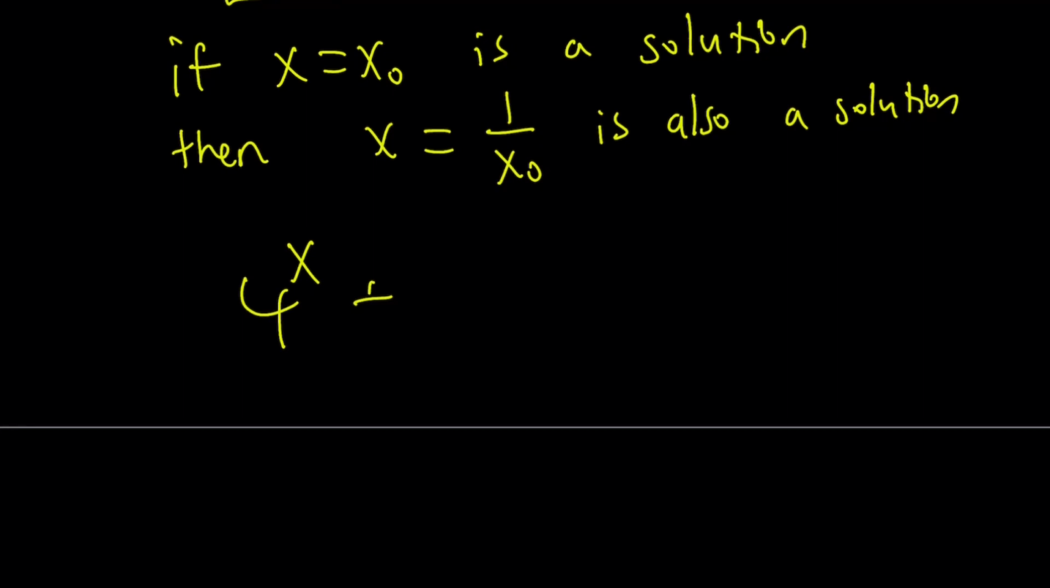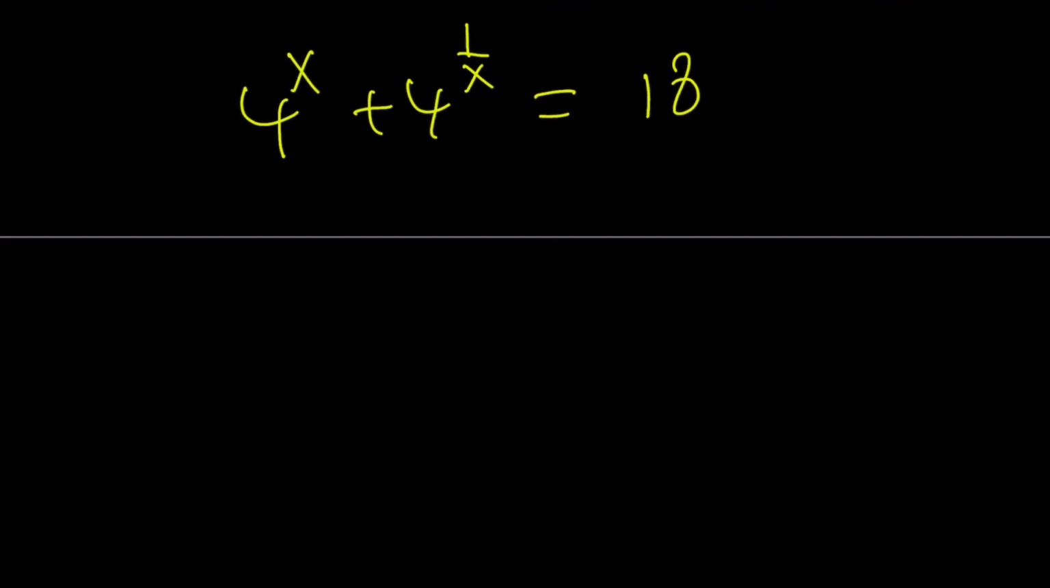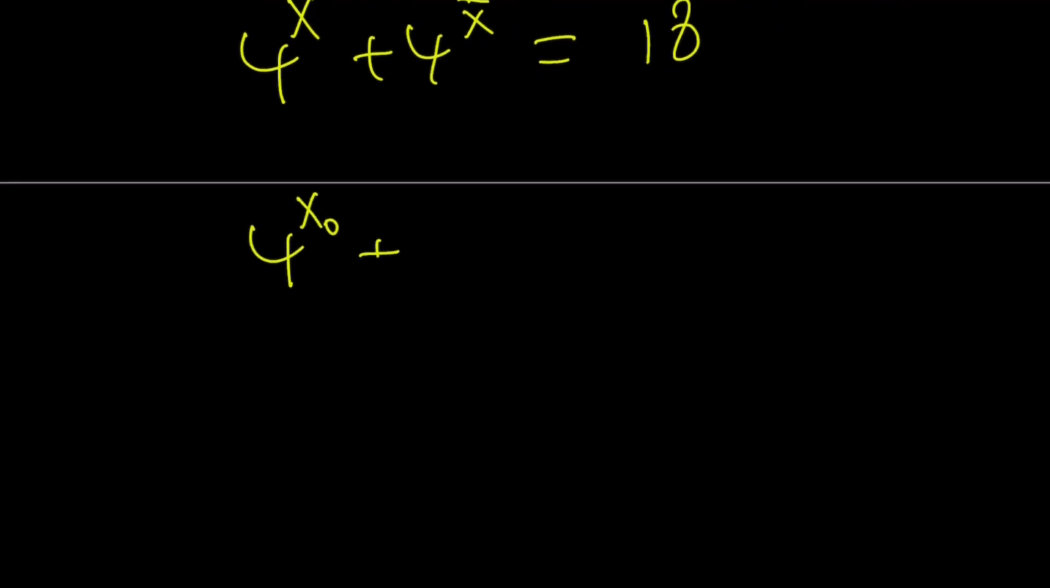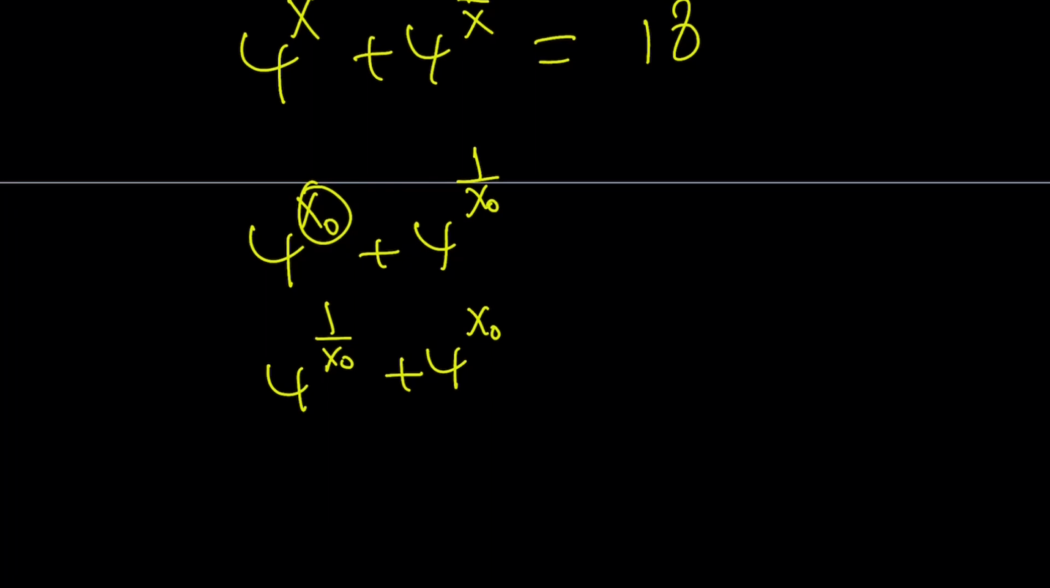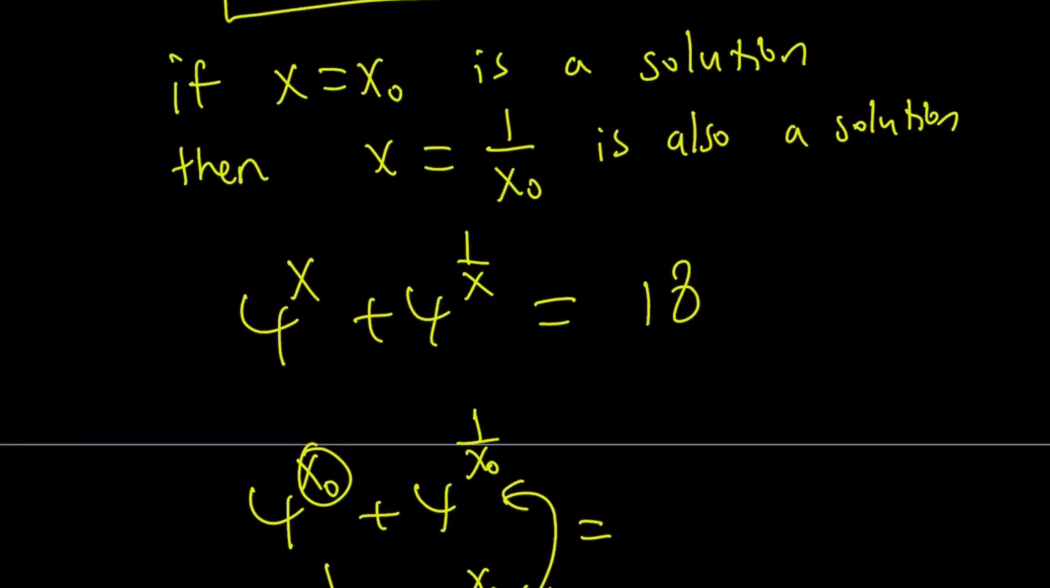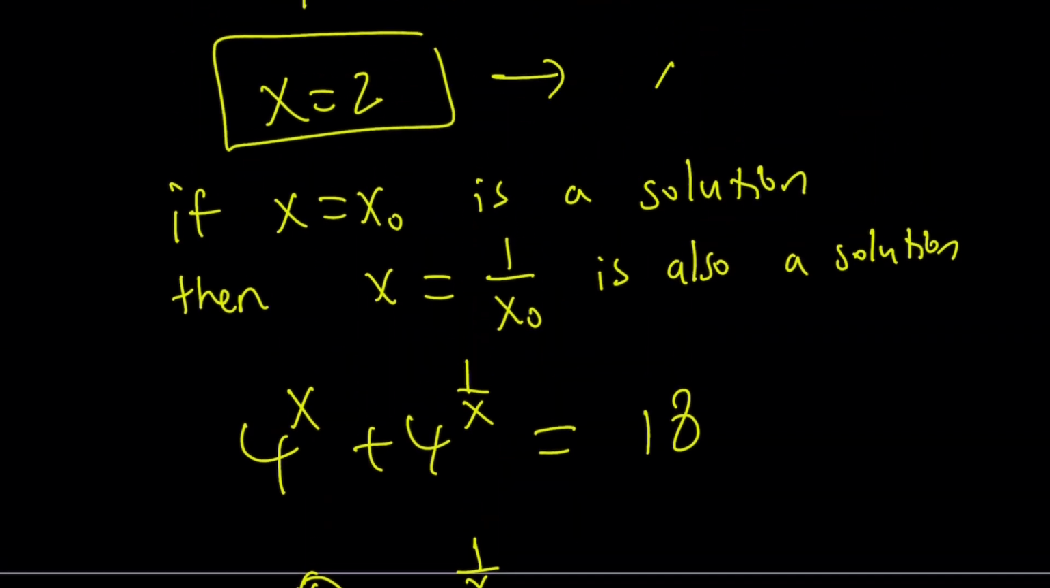We have 4 to the x plus 4 to the power 1 over x equals a constant. Now, if you replace x with x sub 0, we don't care what the solution is, but you can also do it with 2, by the way. It's easy to see. But notice that if I replace x sub 0 with 1 over x sub 0, this is just going to be 4 to the power 1 over x sub 0 plus 4 to the power 1 over 1 over x sub 0, which is the reciprocal of the reciprocal, which is x sub 0. It's going to be the same thing. They're going to be equal. Therefore, if x equals 2 is a solution, then x equals 1/2 must also be a solution.